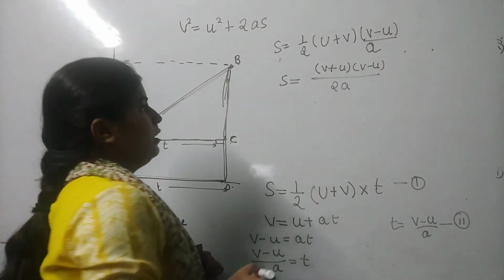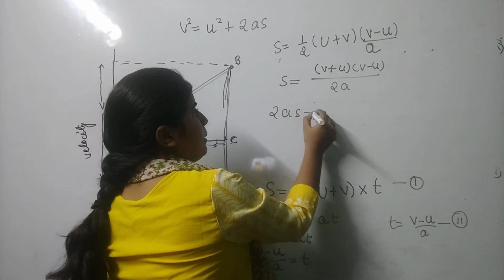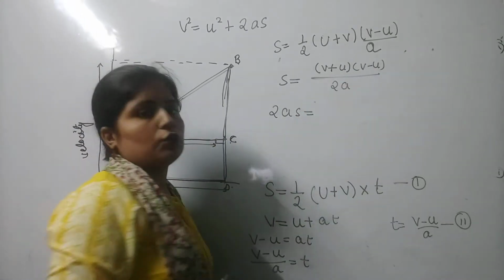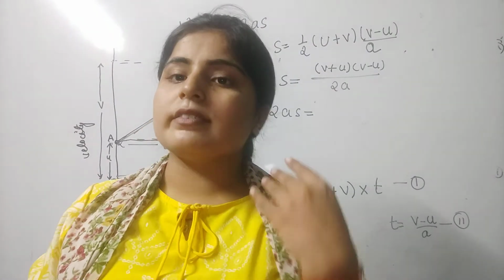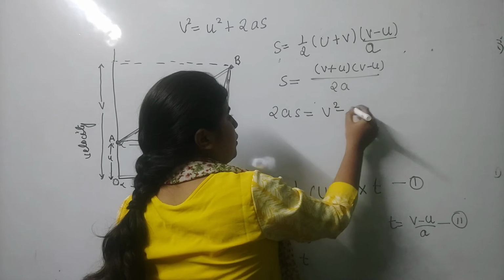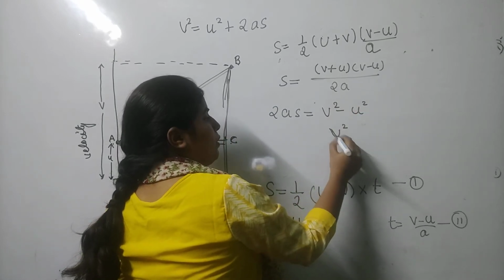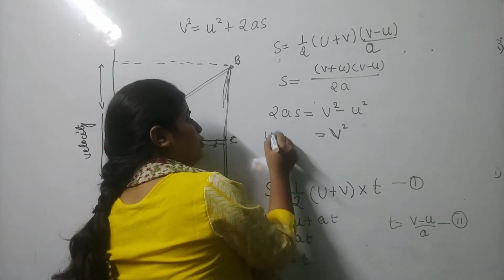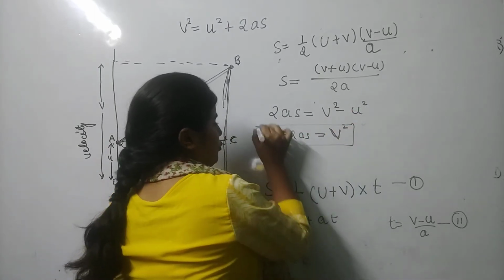Cross multiply: 2as will be equal to v plus u into v minus u. We know that a plus b into a minus b is equal to a square minus b square. Using that identity, this will be equal to v square minus u square. So v square will be equal to u square plus 2as, and this is the third equation of motion.